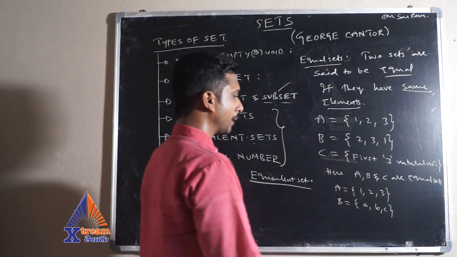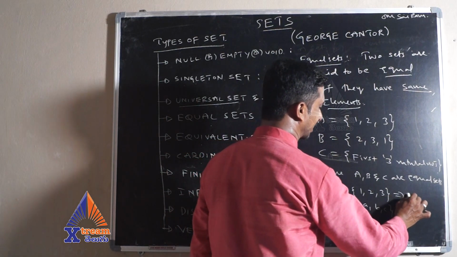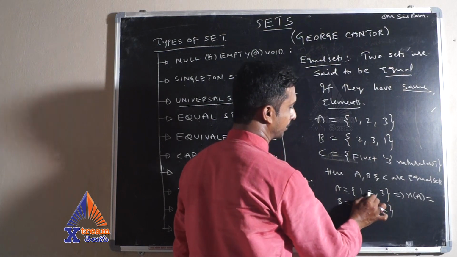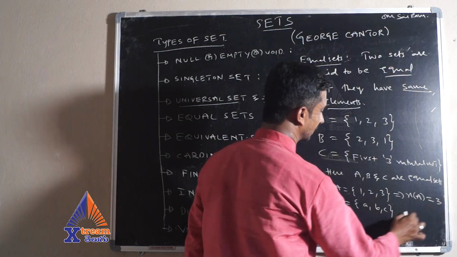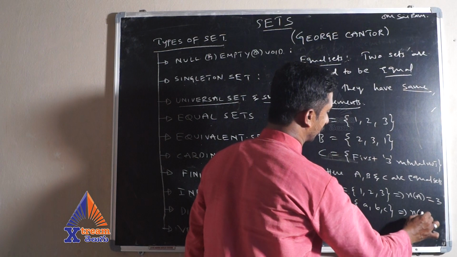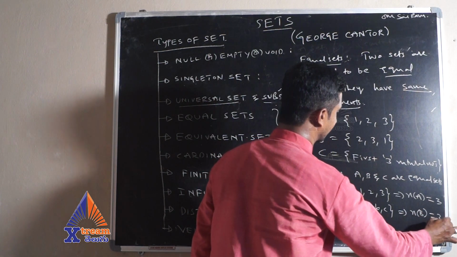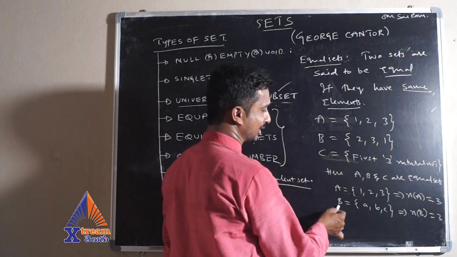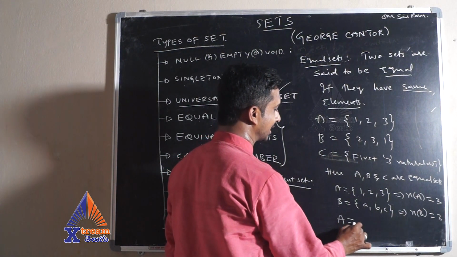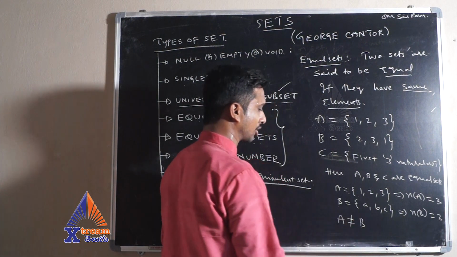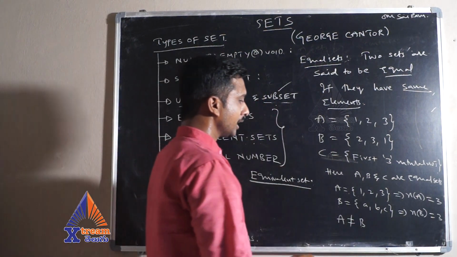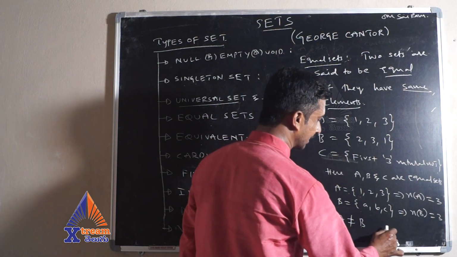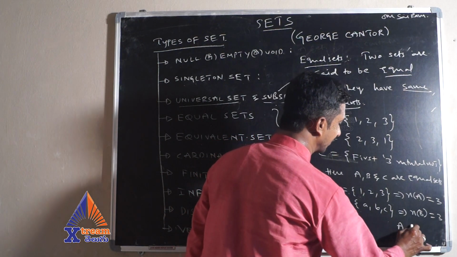even though the number of elements here, that is n of A, indicates the number of elements in the set, is how much? 3. Here the number of elements n of B is also 3. So here the elements are different in A and B, so I cannot say A is equal to B. I can say A is not equal to B. But even though A and B are unequal sets, I can say they are equivalent sets.